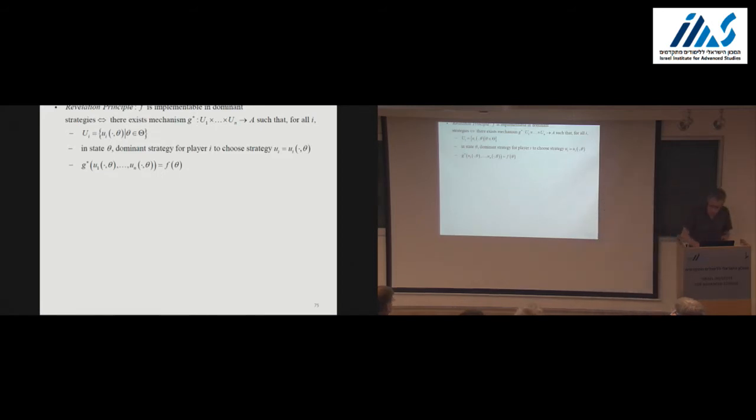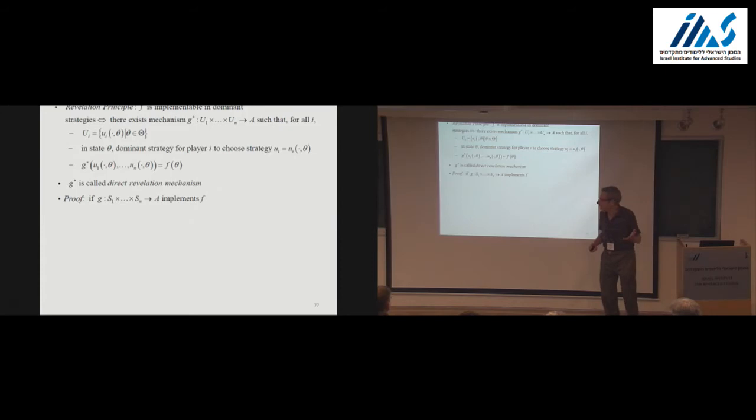A mechanism in which you announce your preferences and in equilibrium you announce your true preferences is called a direct revelation mechanism. And from this point on in our discussion of dominant strategies, I'm going to assume direct revelation mechanisms. And the proof of the revelation principle is extremely simple.